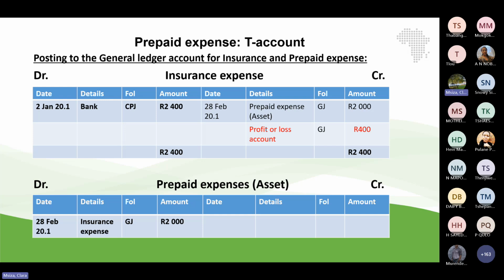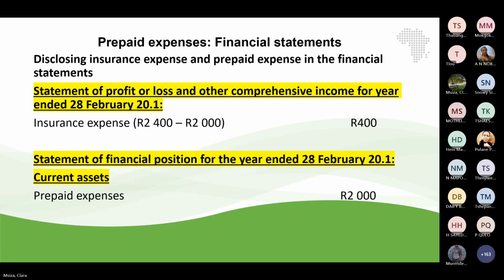Thank you. We are on the same page. So we are now going to go to our financial statements. We'll start with your profit or loss and other comprehensive income. Which account are you going to name? Yes, we know it's an expense. What is the name of the expense and how much are we going to record under your statement of profit or loss?